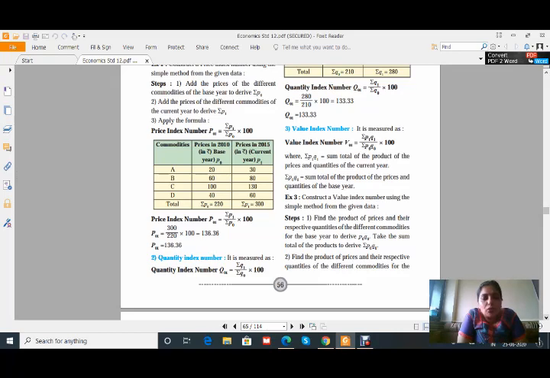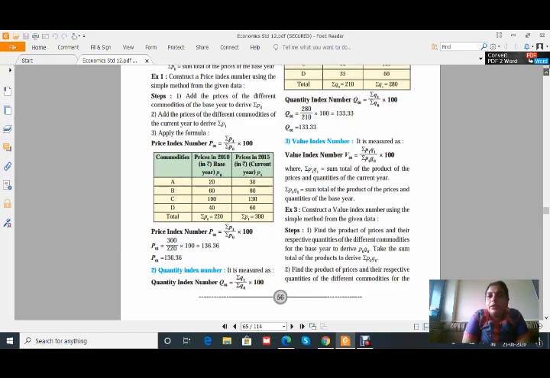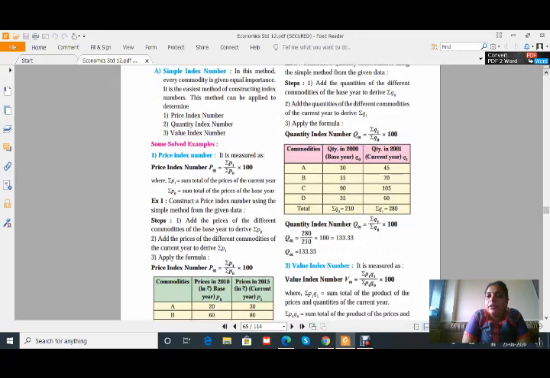The second one is the quantity index. Here we have to consider the quantities only, that is Q01 is equal to summation of Q1 upon summation of Q0 into 100. So here we consider the quantity only, quantity for the base year and quantity for the current year. Again the same pattern is followed in this method.